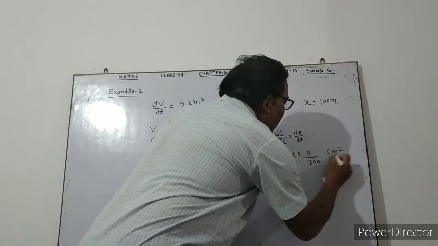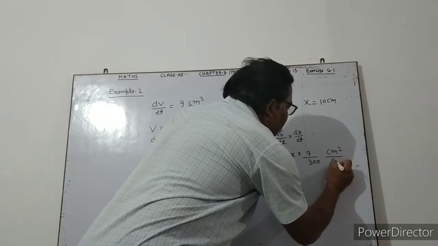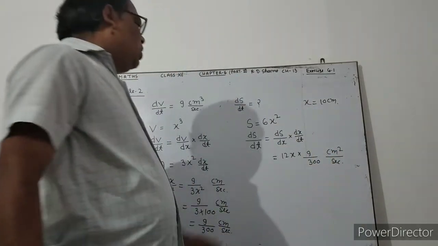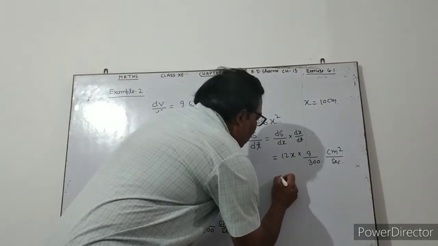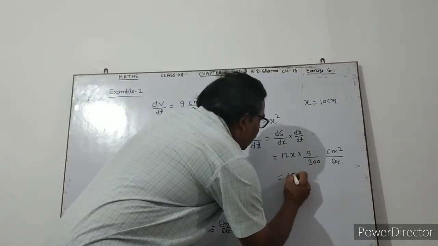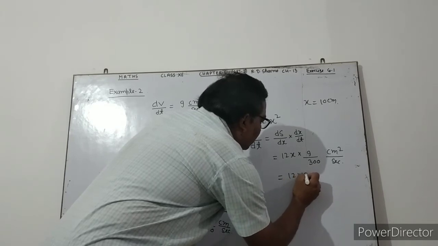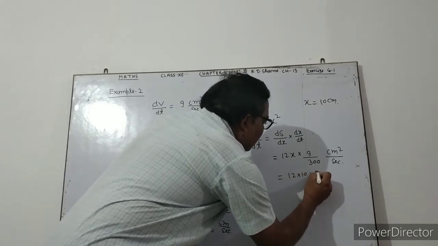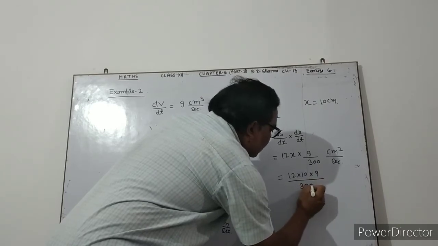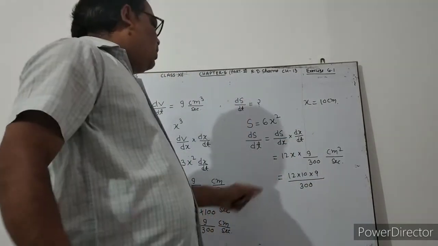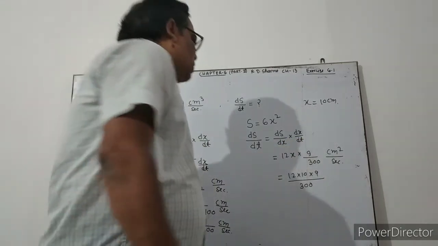centimeter square per second. Put the value of x. What is the value of x? The value of x is 10. So 12 into 10 into 9 upon 300.